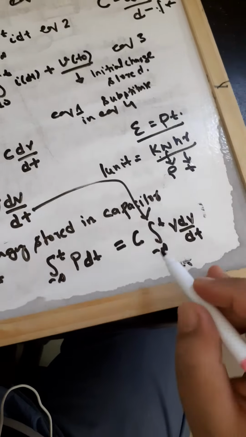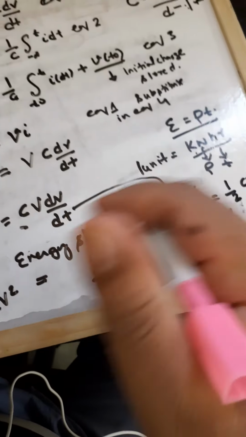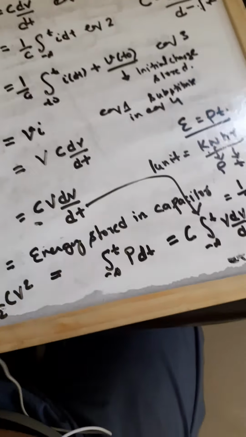Now if we integrate this dV by dt over the interval, we get the integral from minus infinity to t of V dV, so this will become half CV square over the interval t equal to minus infinity to t, or in other terms W is equal to half CV square. So this is the definition for the capacitor.